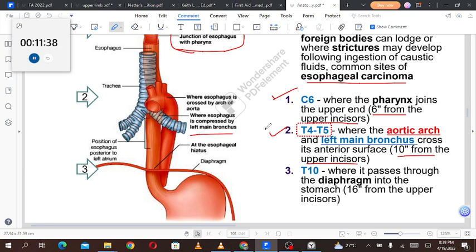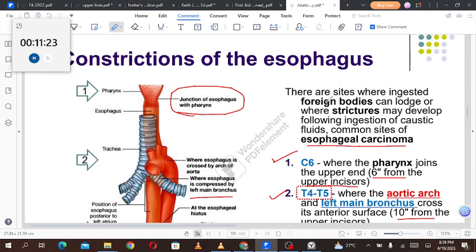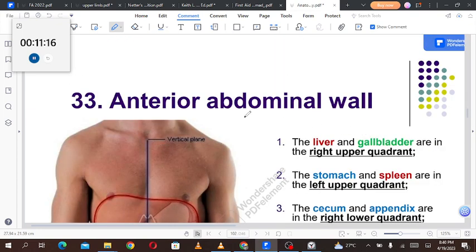And then at the level of T10, where it passes through the diaphragm into the stomach, that is 16 inches from the upper incisor. I don't know why it is important. So 6 inches, then 10 inches, and then 16 inches. So these are the three levels of constriction, that is C6, T4 to T5, and T10. These three constrictions are the sites where foreign bodies can get stuck, where strictures can form, or where esophageal carcinomas can develop.